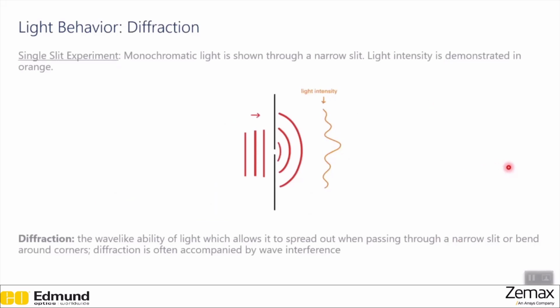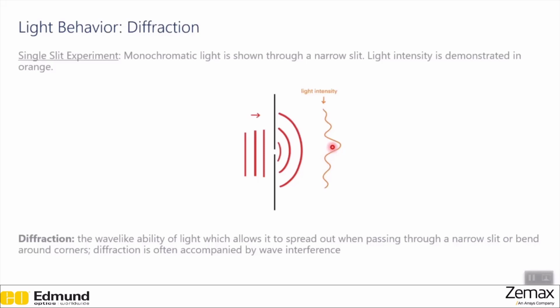Diffraction is another unique light behavior, and this can be demonstrated through something called a single slit experiment. In the single slit experiment, monochromatic light is shown through a narrow slit, and the light intensity is demonstrated here in orange. If we analyze this graphic, we have the red waves passing through just a single slit at a boundary, causing them to bend. And the way that it was discovered that these were bending around was by measuring the different light intensity on some backplane.